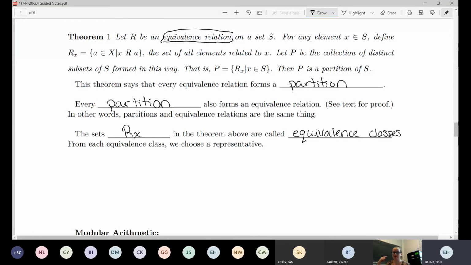Now you could also think of them in terms of blocks, but when we talk about an equivalence relation, we use the phrase equivalence class. But that's kind of the same idea, that these equivalence classes are essentially the blocks of our partition.